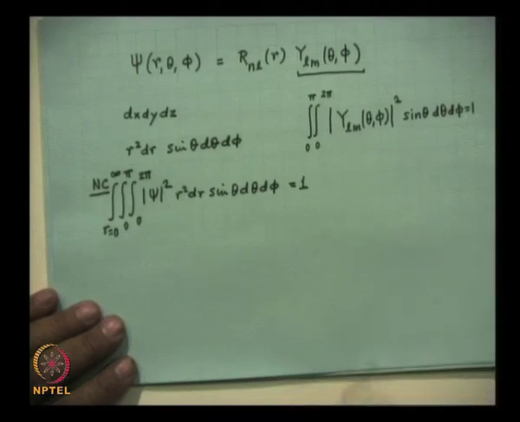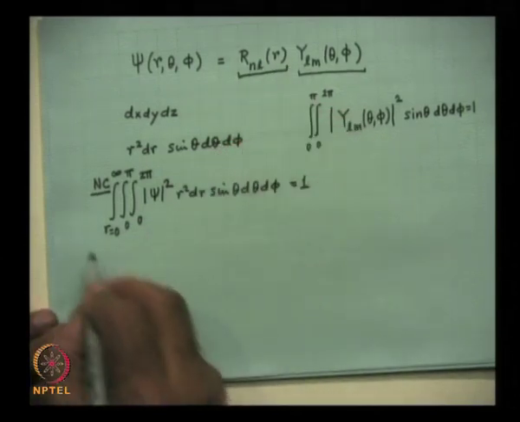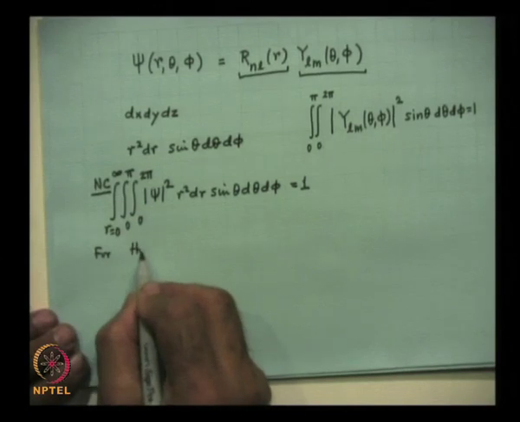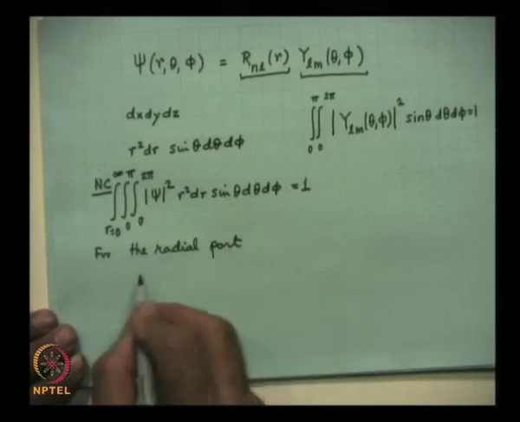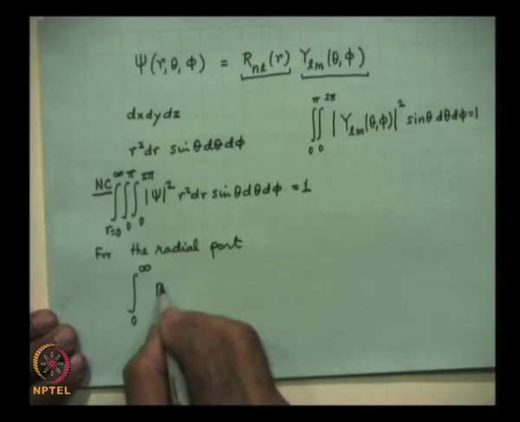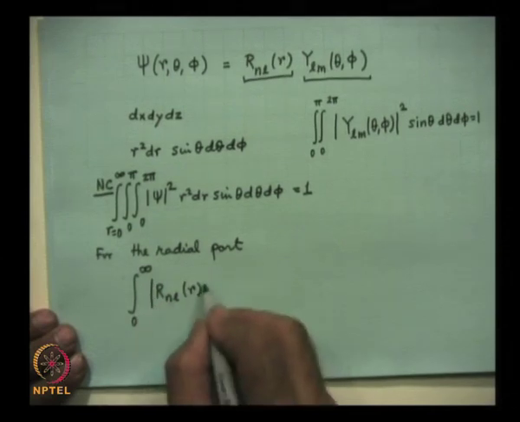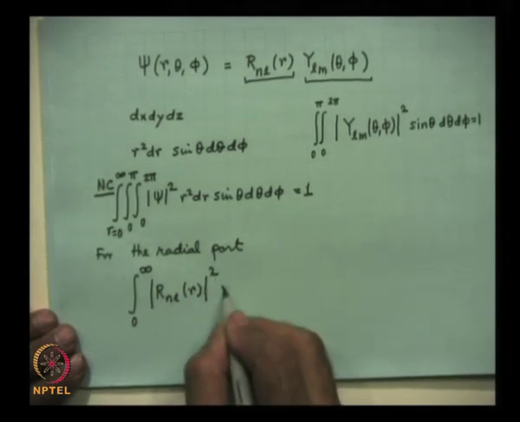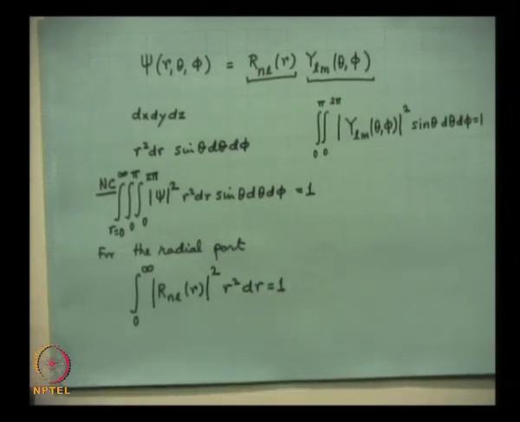Is equal to 1. This is the normalization condition for the spherical harmonics. And for the radial part, you will have the integral from 0 to infinity of |R_nL| squared, actually they are all real, so the modulus does not matter, times r squared dr equal to 1. This is r and not rho.